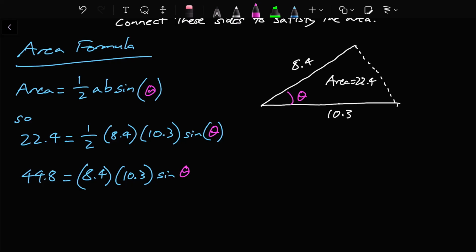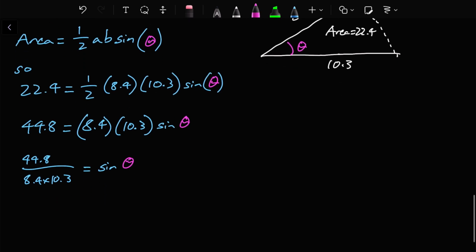In fact, let's just divide them by the multiple. So I'm going to do it on my calculator. 44.8 divided by 8.4 times 10.3 is equal to sine theta. Okay, and in fact, let's not even simplify that. We'll just leave it as a ratio because we're going to take the sine inverse anyway. So sine of -1 of 44.8 over 8.4 times 10.3, and we'll just chuck this all into our calculator.